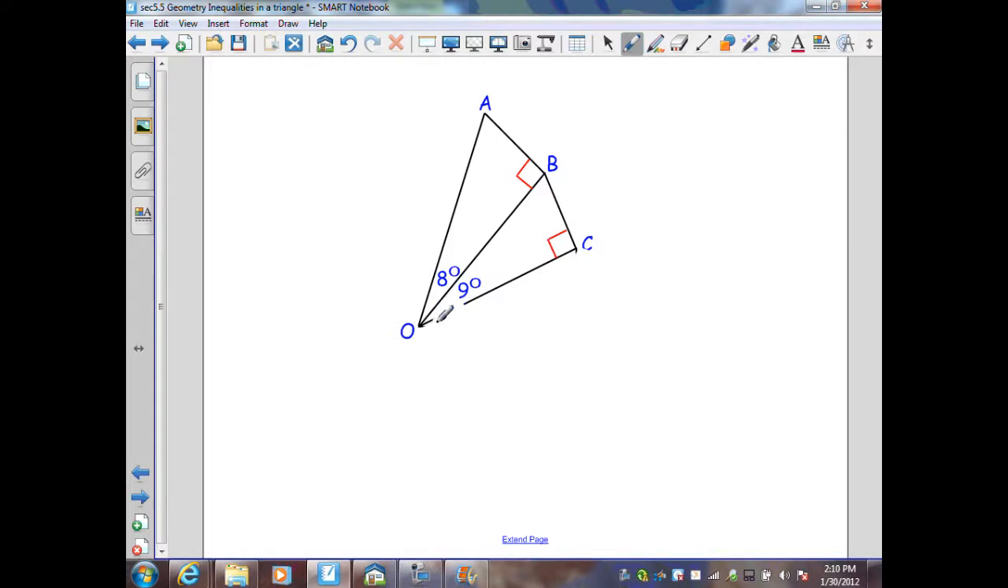I can eliminate segment OC and CB. Now I'm left with one triangle. In that triangle, I have the largest segment, which is opposite the largest angle. The largest angle is going to be B. Therefore, the largest segment must be OA. Therefore, the largest segment is OA.